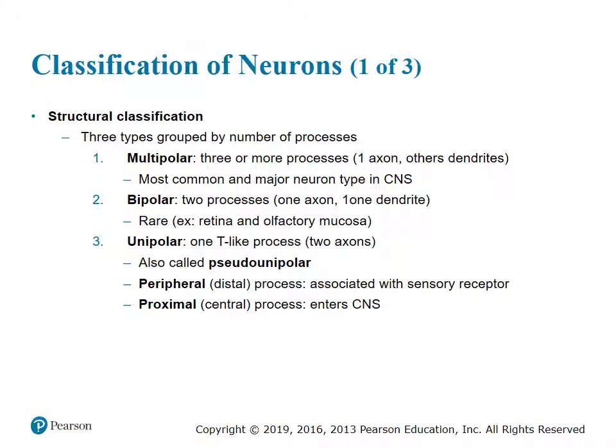Finally, before we get to part B, this is the last part of part A. We are going to group neurons depending on their structure, right? What do I mean by structure? The processes. What extensions do they have outside of the cell body?